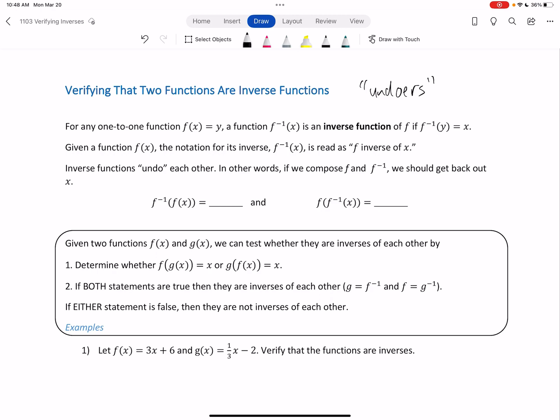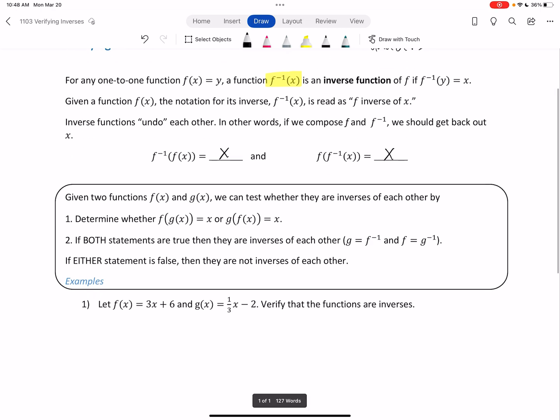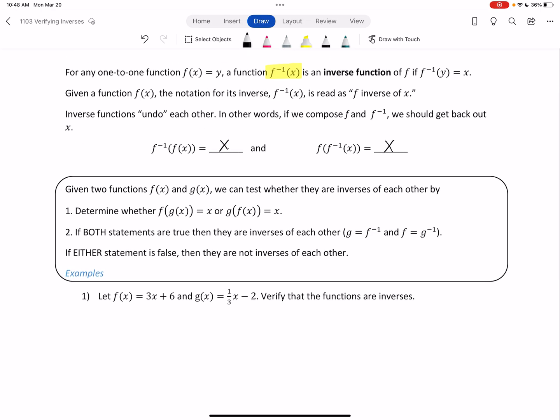So two functions are inverses. This is the notation we use for inverse, this f to the -1. If f inverse composed with f gives me x, and f composed with f inverse gives me x, notice that I'm going to do it in both directions, so it has to work in both directions. When I do that function composition with the two functions, we call them inverses. So given two functions, we can test whether they're inverses by finding f of g of x and g of f of x. If they turn out to just be x, great, inverses. If one of them is not x, then they're not going to be inverses.